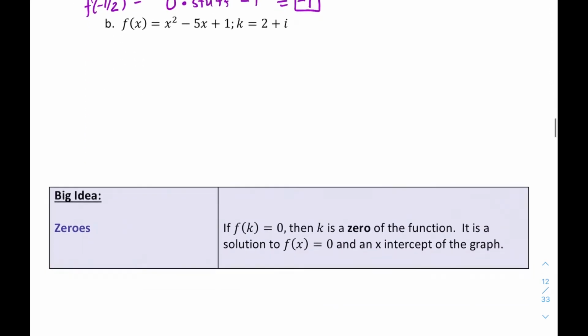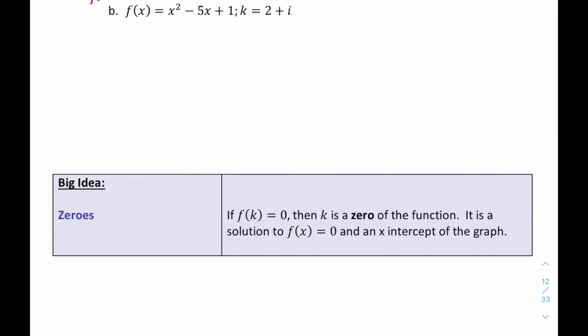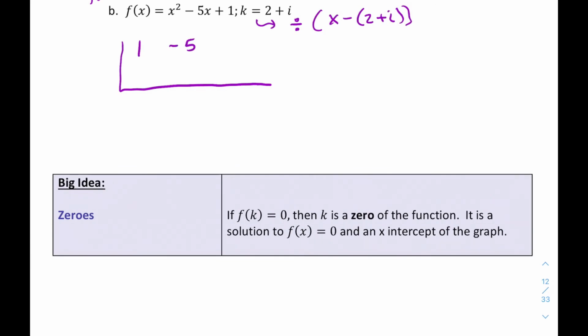This time I want to evaluate f of 2 plus i. I could plug 2 plus i in for all those x's and simplify, but I'm going to use my synthetic division and remainder theorem instead. That says go ahead and divide by x minus my value of k. I'm dividing by kind of a weird looking expression here, but I'll put my coefficients down. My value that makes that equal to 0 is 2 plus i, my value of k. Drop down 1, multiply 1 times 2 plus i, you still get 2 plus i. Add those together, it's negative 3 plus i.